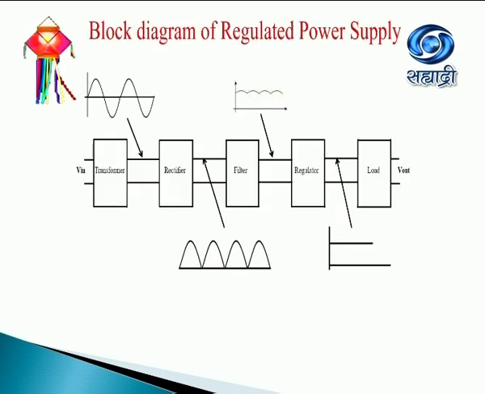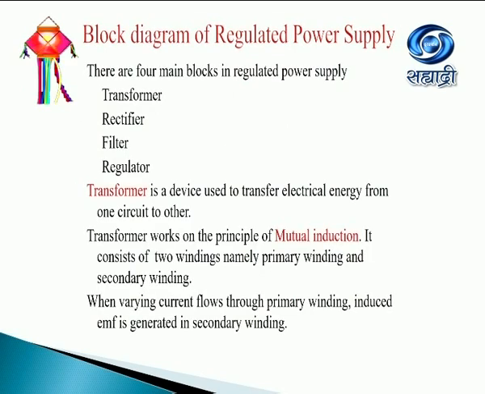Now, we have to consider block diagram of regulated power supply. Regulated power supply consists of mainly 4 blocks: transformer, rectifier, filter and regulator. The load is connected to the output of regulator. We can study the block diagram in detail. There are 4 main blocks in regulated power supply: transformer, rectifier, filter, regulator.